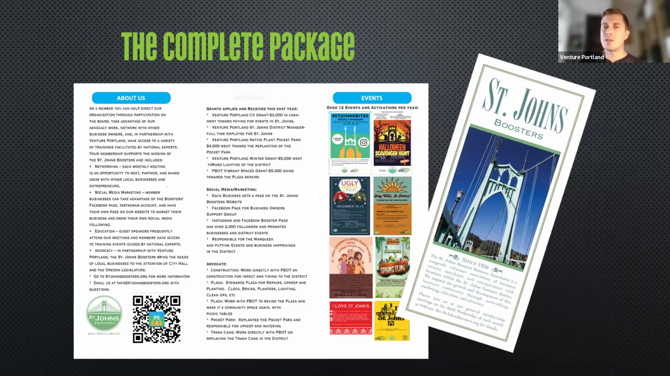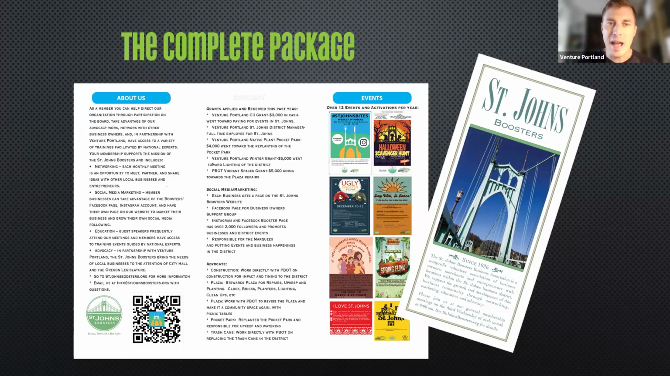A lot of associations will put all this information into a pamphlet or a brochure that can easily be taken around to business district or business visits as they're going from place to place. This is a great thing to be able to hand to someone to really summarize all the things that your association does. This one's from St. John's. You can see it's got an about us that outlines all the things that they do.